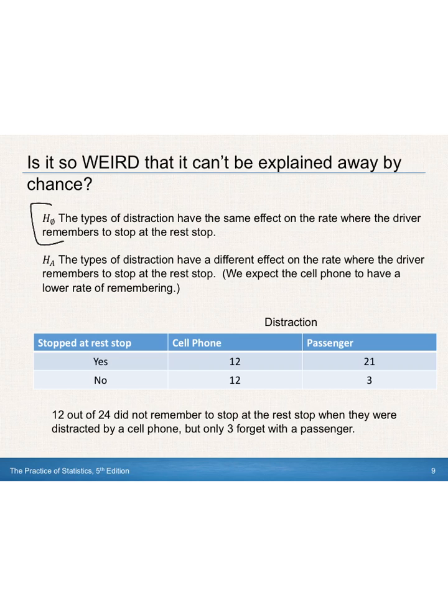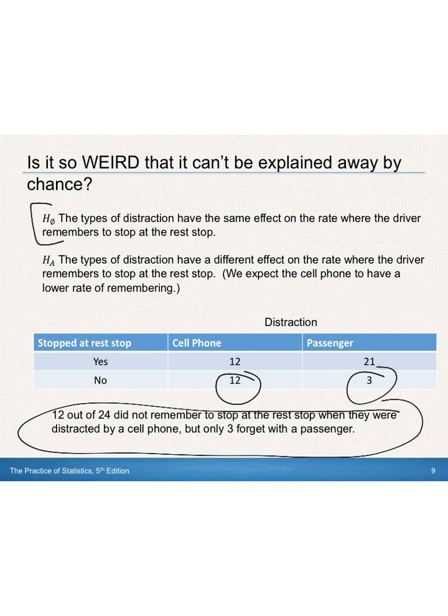And sure enough, when they collected the data, half of the people that were talking on the cell phone forgot to go to the rest stop, whereas only 3 out of the 24, or 1/8 of the people, didn't stop at the rest stop if they were chatting with the passenger. So this is the result. Now the question is, is this result so large that it wouldn't happen very often by chance?